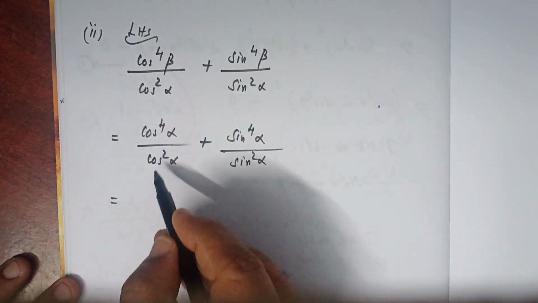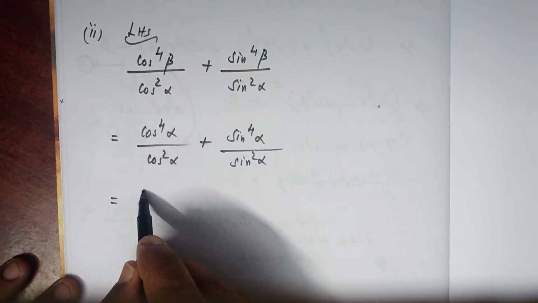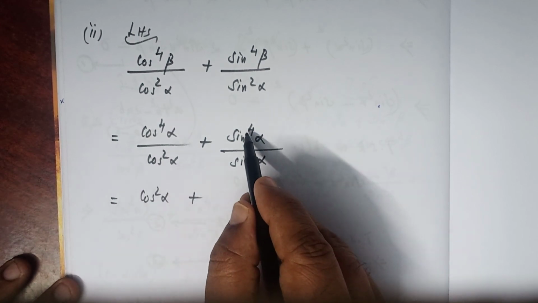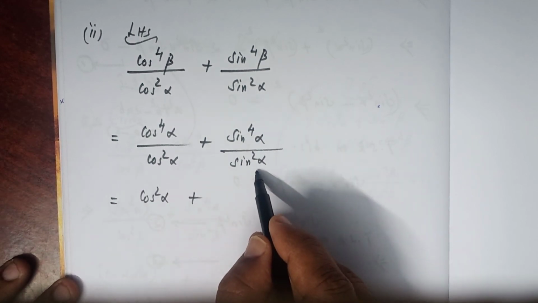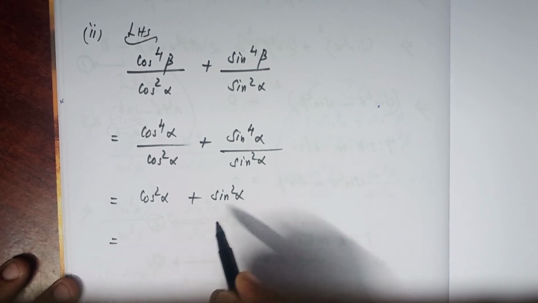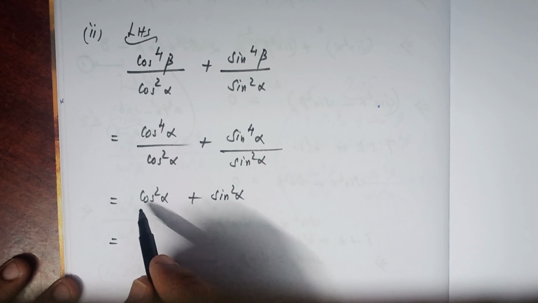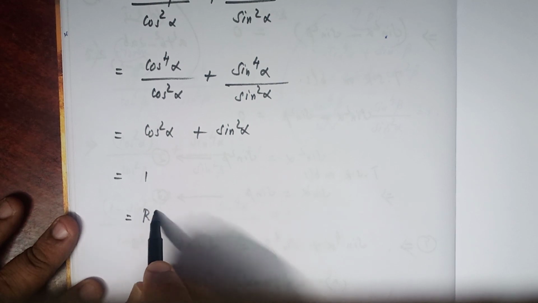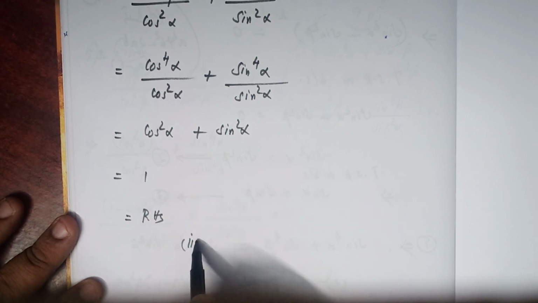That is equal to, if we divide, we will be getting cos squared alpha in the numerator, and here sin power 4 alpha divided by sin square alpha is equal to sin squared alpha. Sin square alpha plus cos square alpha, what is the formula? Value 1. So that is equal to RHS. Subdivision 2 is also proved.